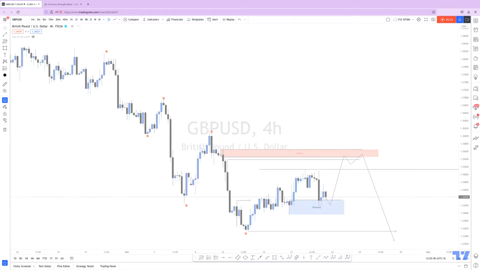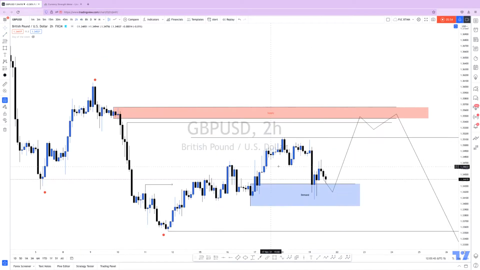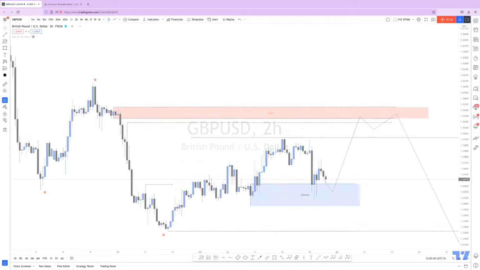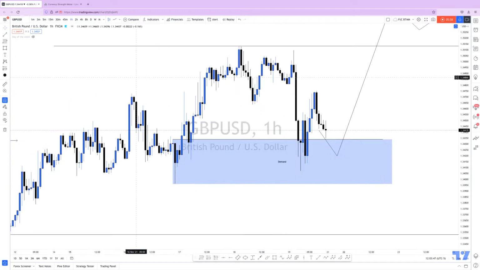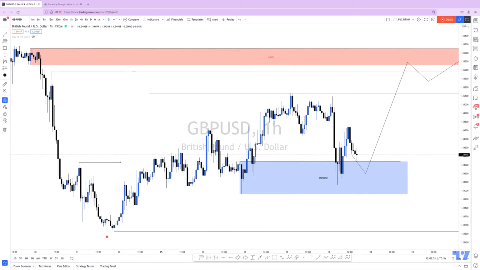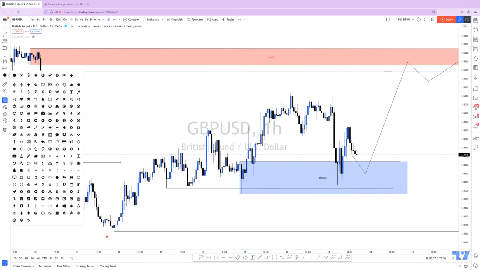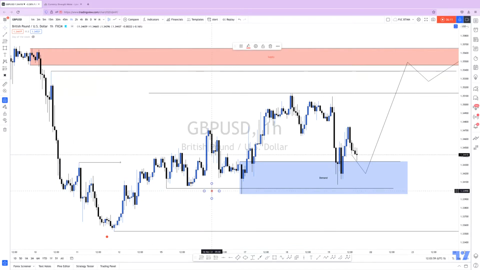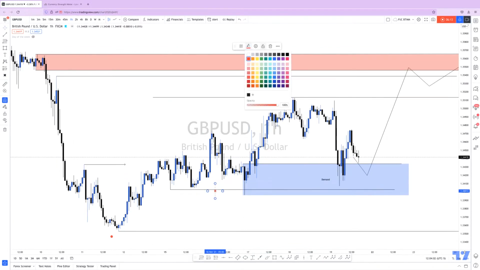Then I'll go to my 2 hours time frame. Probably, lastly, the 1 hour time frame, because there are things we look out for when marking out demand and supply zones also. So this is how I do my analysis. This is how I look at the market.